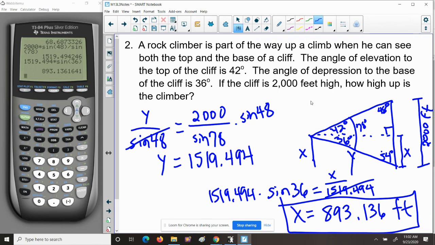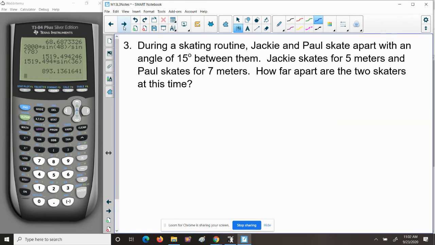Now, that's one that is a little bit more work. That's probably your most complicated type because you actually have to do two things. We had to find one side just so we could do some right triangle trig to find that height. So that's one of your most complicated types because it involves multiple different pieces. All right, let's take a look at another one.